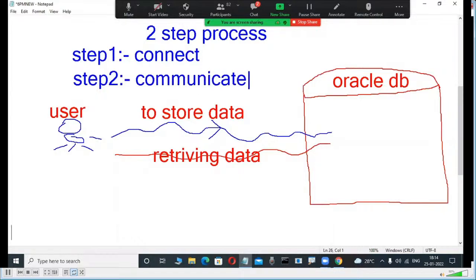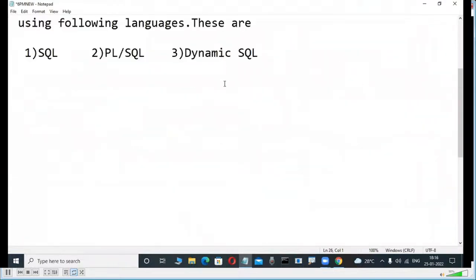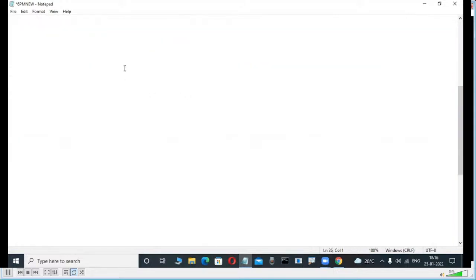But how are these users connected to the database? Some tools, query tools, are there. One example tool is SQL Plus, which is a command line interface tool. We are learning all these things in the coming days. Now, once we connect to the database, they communicate using languages, for example SQL and PL/SQL. What is that, and all these things, we will learn one by one. Now here, write down some theory. Next pair, write it.